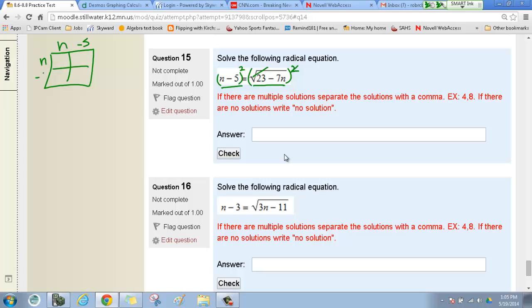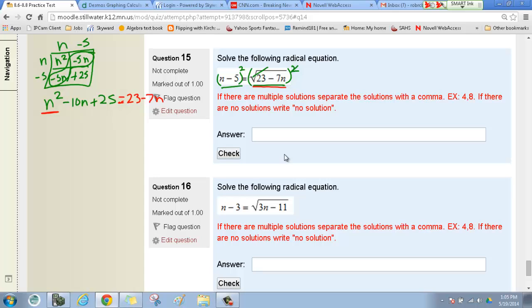So let's use that. N minus 5, n minus 5. So we got n squared minus 5n minus 5n plus 25. So this is really n squared, we'll bring these together, minus 10n plus 25. So that's what the left side turns into. And the right side, since we squared, is just 23 minus 7n.